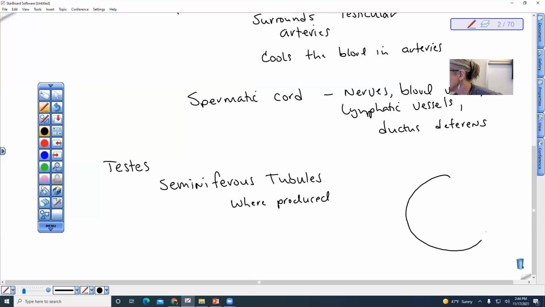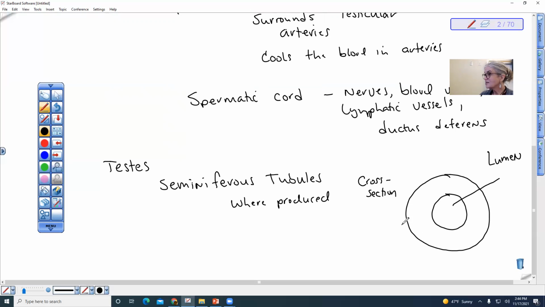If I were to look at a cross section of a seminiferous tubule, this would be my lumen. That is the space. The cells on the outside of this cross section of the tubule are going to be diploid, and they are going to start to undergo meiosis. We're going to talk about that in more detail later, but they're going to undergo meiosis and produce sperm, or haploid cells. So we have diploid cells here that are going to undergo cell division.